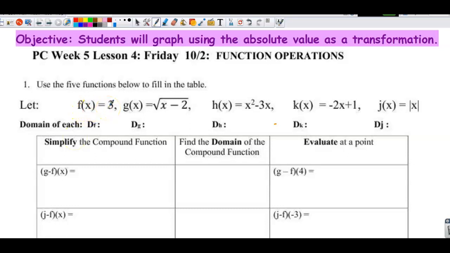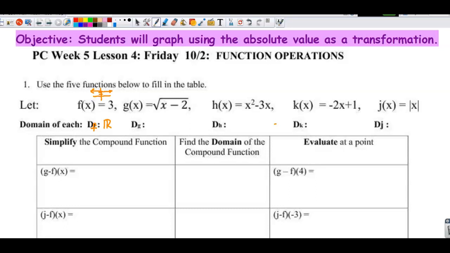It looks like I have an f, a g, an h, a k, and a j, and I need to talk about their domains. So the first domain of f of x is going to be all real numbers because f of x is y equals 3, which is a horizontal line at 1, 2, 3. It looks like that, and that's our graph.